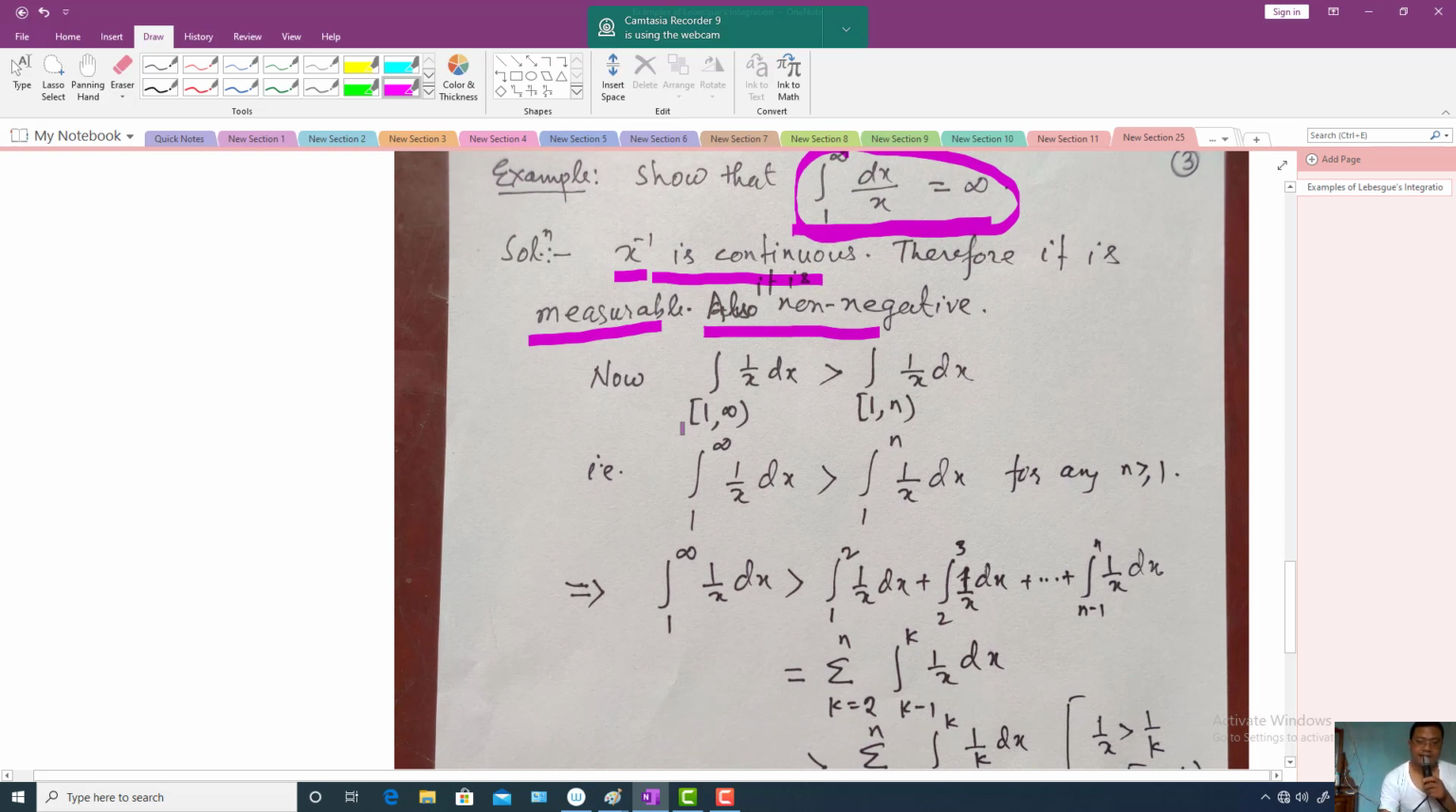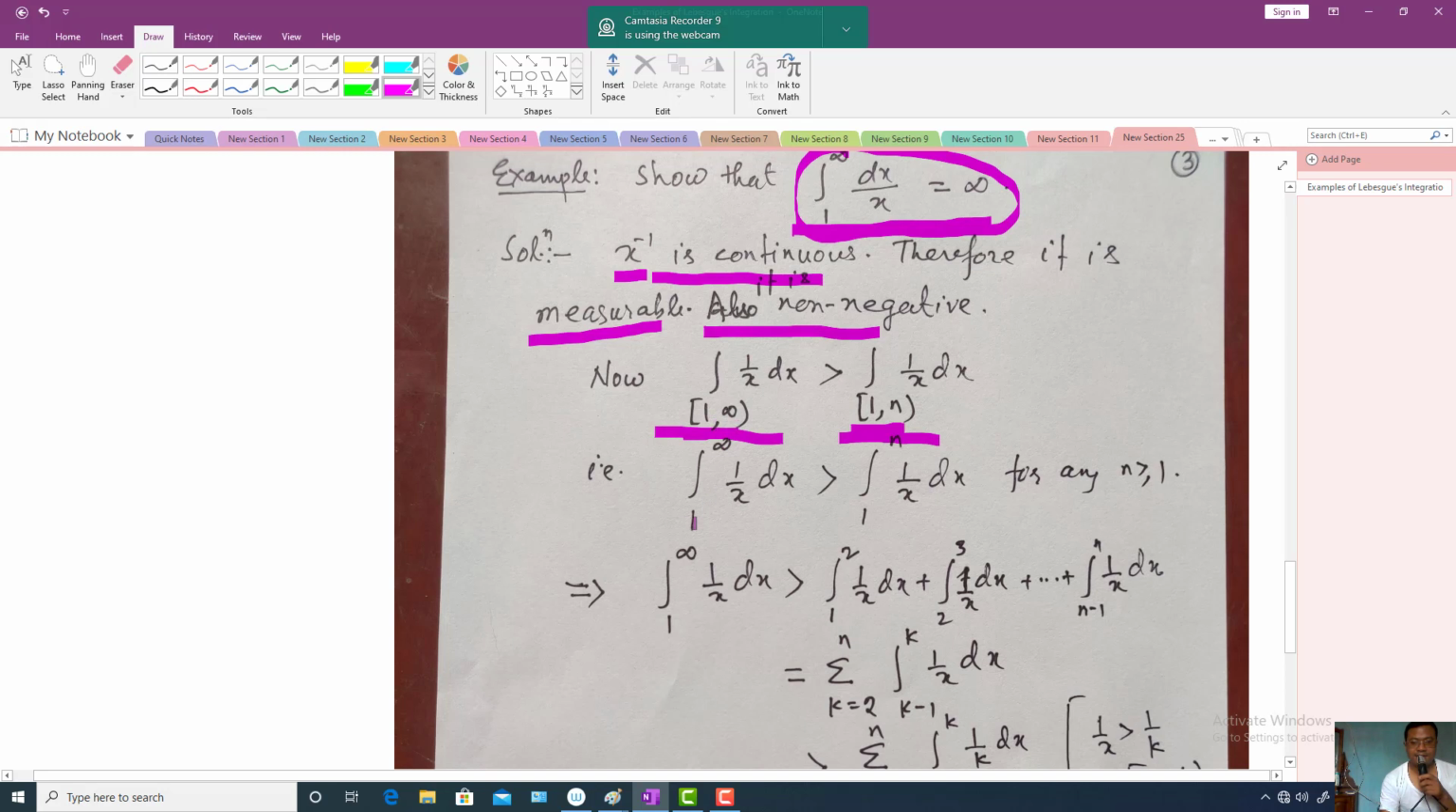Also we have proved that the domain 1 to infinity is a bigger domain than 1 to n, for any positive integer n. Alright, same function, bigger domain, that means what? This will be strictly greater than this one. This we have proved using the Lebesgue integration definition.